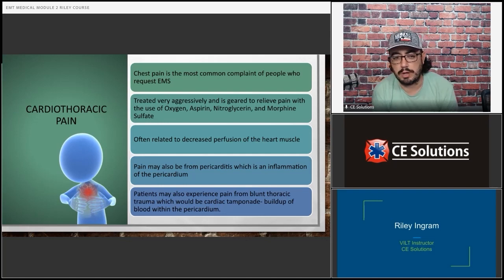So when we can reperfuse that heart muscle, or get that perfusion back where it's supposed to be, the pain subsides. Pain also may be from pericarditis, which is an inflammation of the pericardium. They may also experience pain from blunt thoracic trauma, which can cause what we call a cardiac tamponade. It's the buildup of blood within the pericardium. Bonus points if you know what treatment is used to take care of a cardiac tamponade.